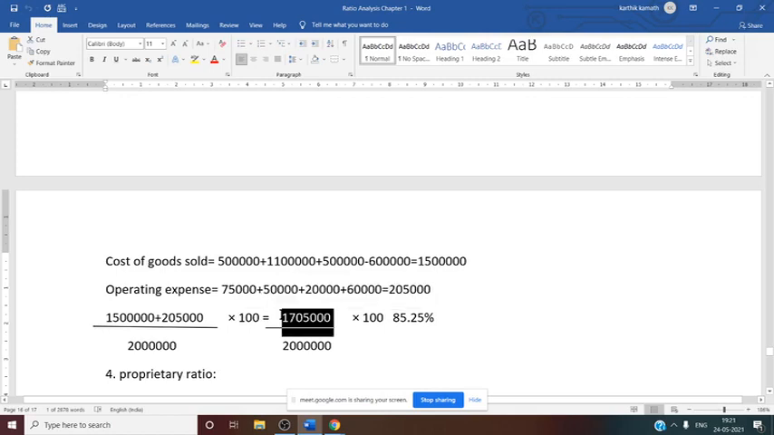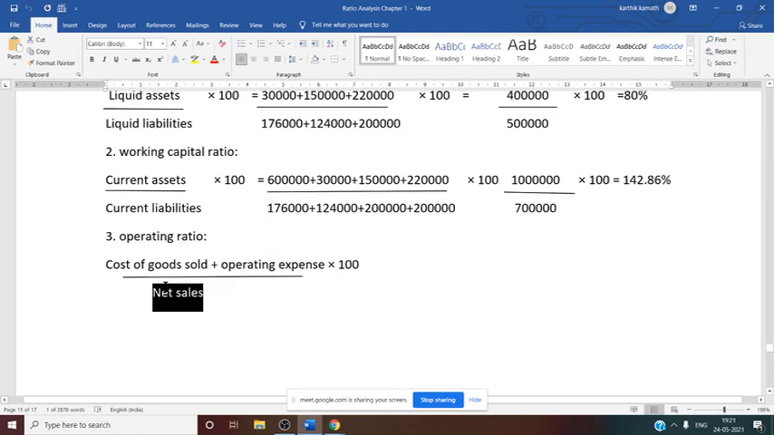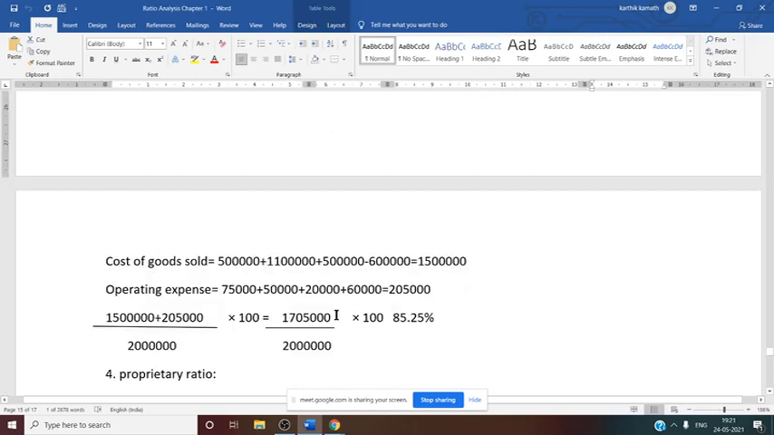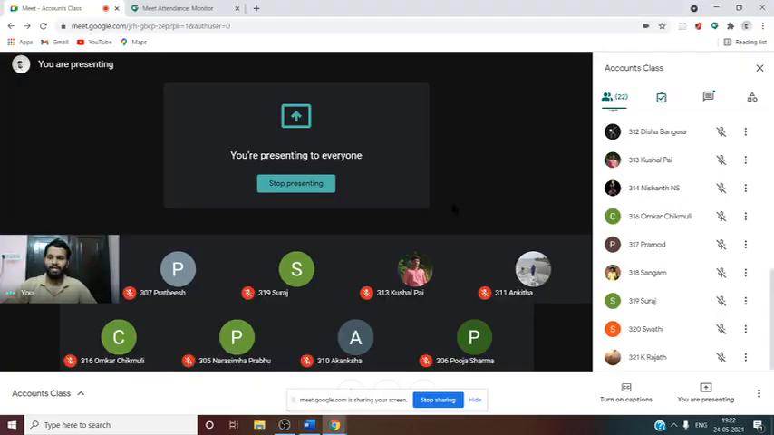The formula is cost of goods sold plus operating expense. That is why our total becomes 17 lakh 5,000 divided by net sales. Sales information we know, it is there in the P&L account, 20 lakh. So divided by 20 lakh into 100. Now just apply the formula here: 17 lakh 5,000 divided by 20 lakh into 100, answer 85.25%, or else 0.85:1.